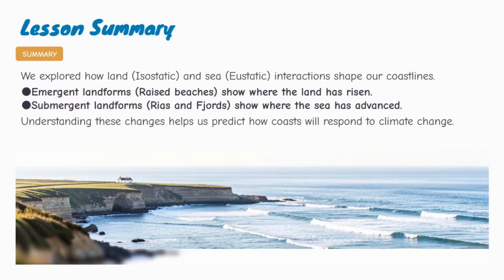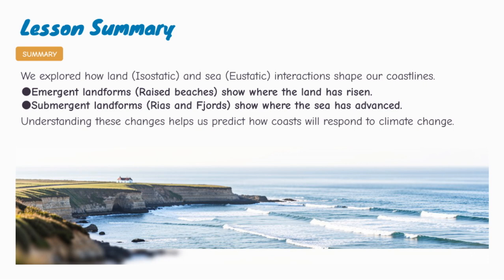Let's finish by summarizing today's lesson. Sea level change can happen in two main ways. Eustatic change is a global change in sea level caused by a change in the volume of water in the oceans. During an ice age, water is stored as ice on land, so sea levels fall. When ice melts, water returns to the oceans and sea levels rise.